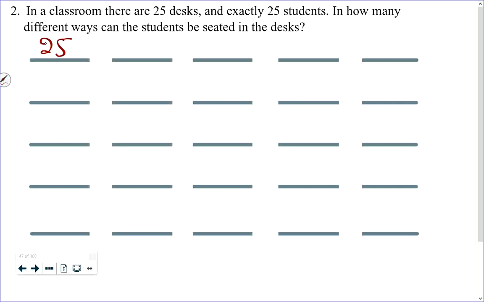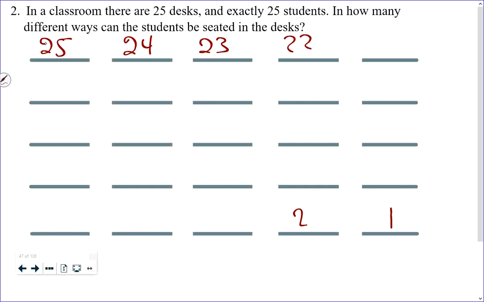There are 24 different people that can choose to sit in this place. 23, 22, 2, somebody comes in late, sorry, you have to sit in that other spot. I mean, there's a lot of other ways that you could do it.